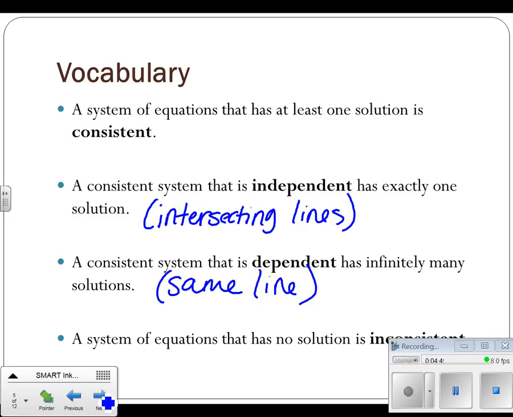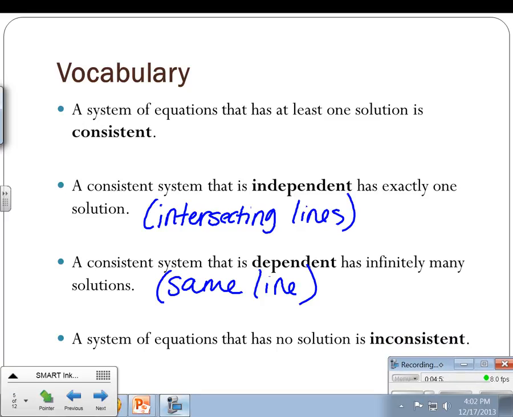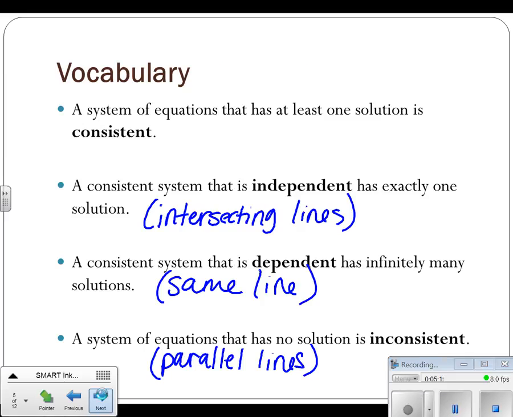When a system of equations has no solutions, it says inconsistent, that means that they have nothing in common. They're not crossing at all, so they are parallel lines. So consistent means that they're either independent, they intersect at one point, or they're dependent, they're the same line. So they have everything in common. Whereas inconsistent, they don't have anything in common, they're parallel.